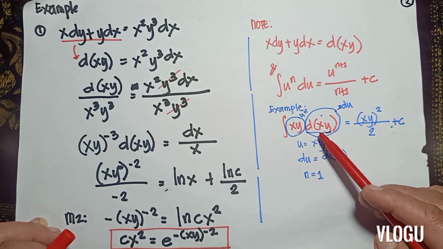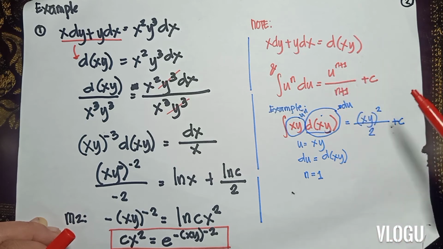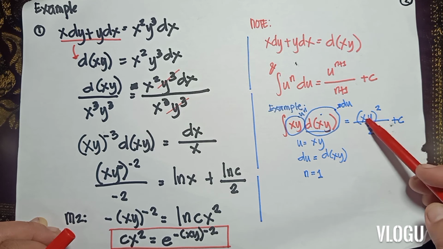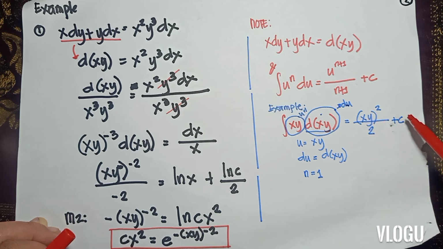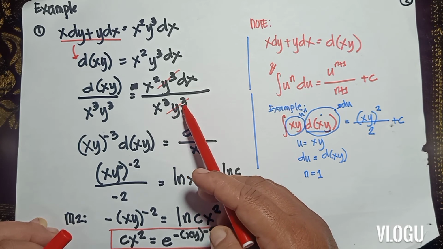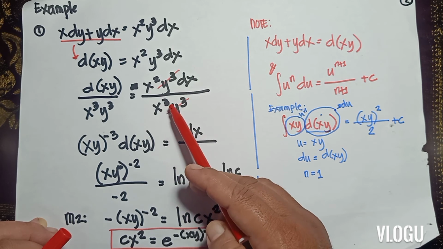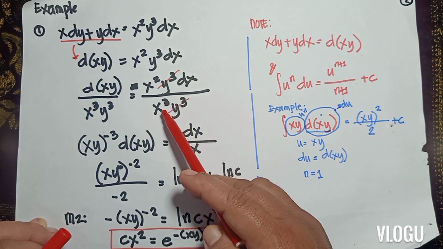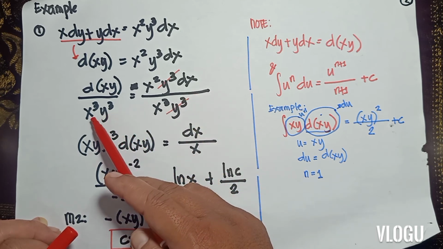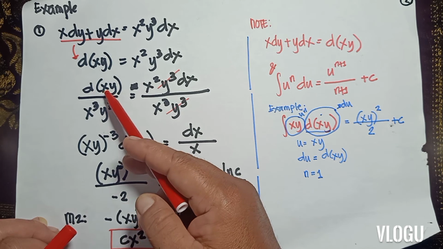When your form is u to the n du, you can now proceed to u to the n plus 1 over n plus 1. Your n is equal to 1, so your answer is xy squared over 2 plus c. So back to our example, because our y has an exponent of 3, to be consistent with your exponent for your u, you must also partner that with an x with an exponent of 3. Why do we divide with x cube? So that you will have a form of u. The form of your u is xy, because your du is dxy. Take note of that.